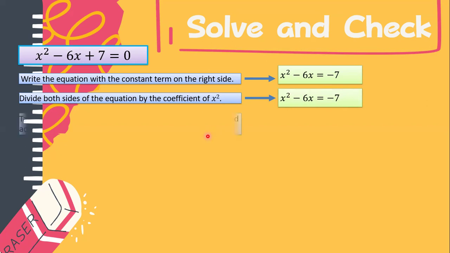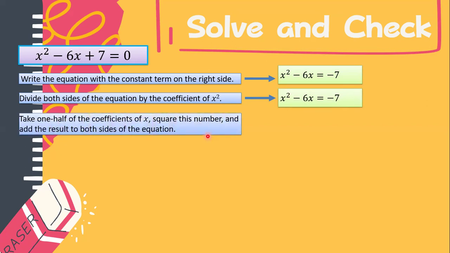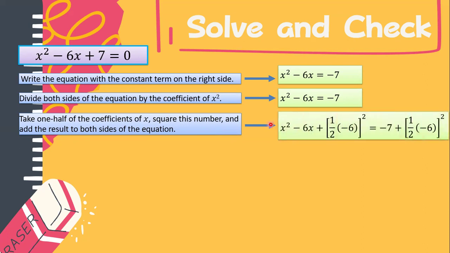So that becomes like this, and we take 1/2 of the coefficient of x, square this number, and add the result to both sides of the equation. Again, 1/2 of b, and we need to find the square of that, and we add that to both the left and the right side.